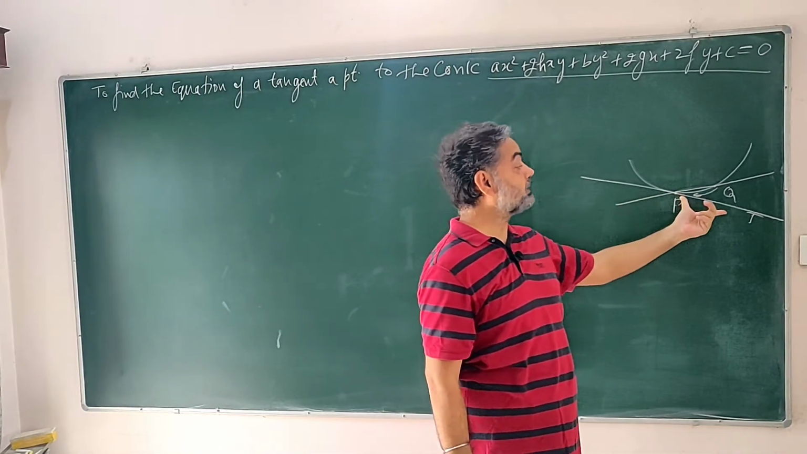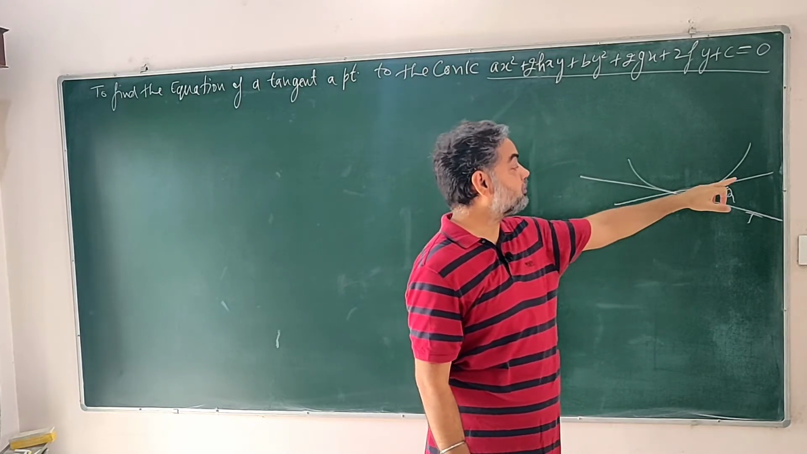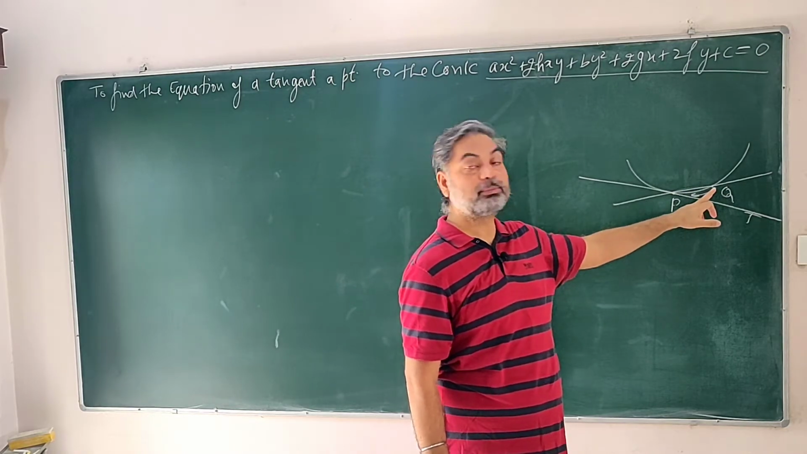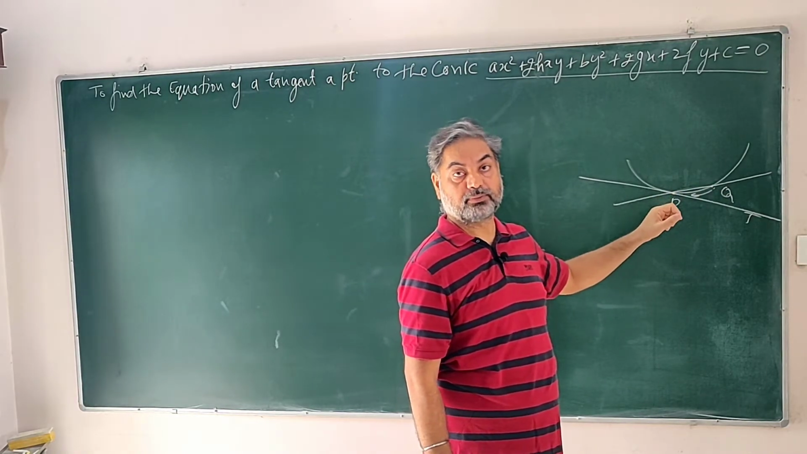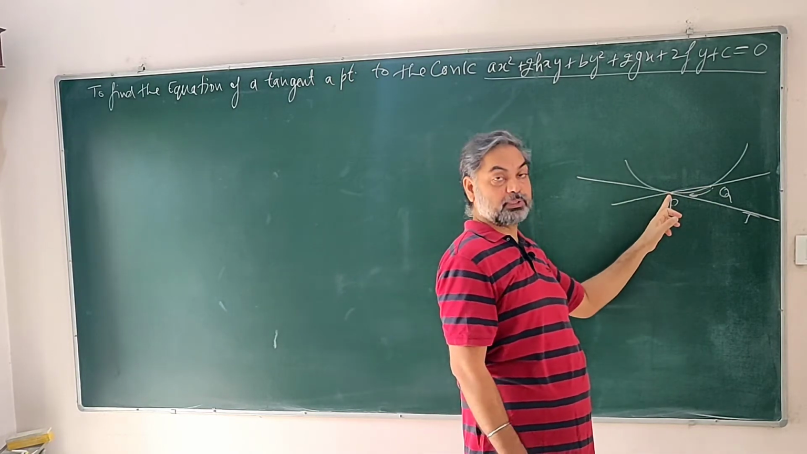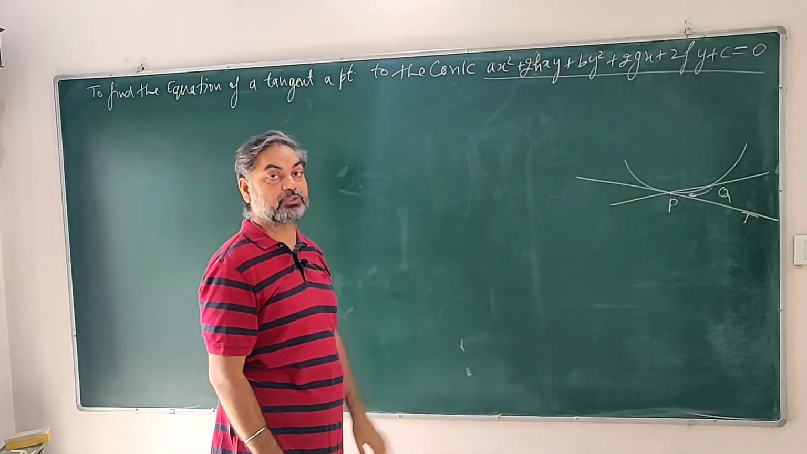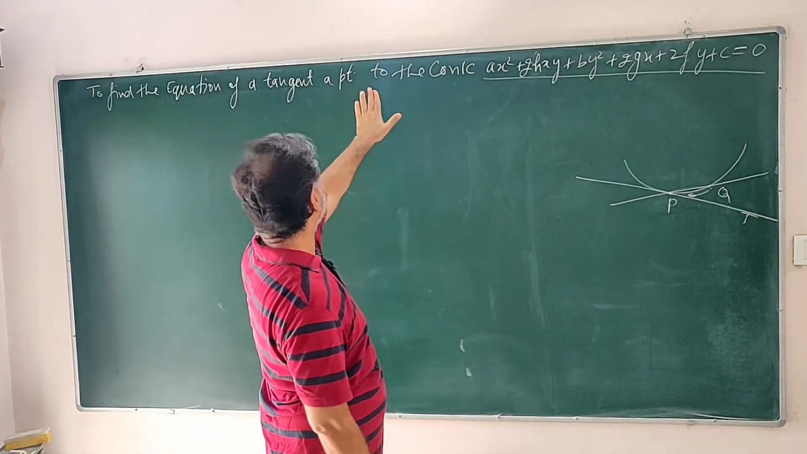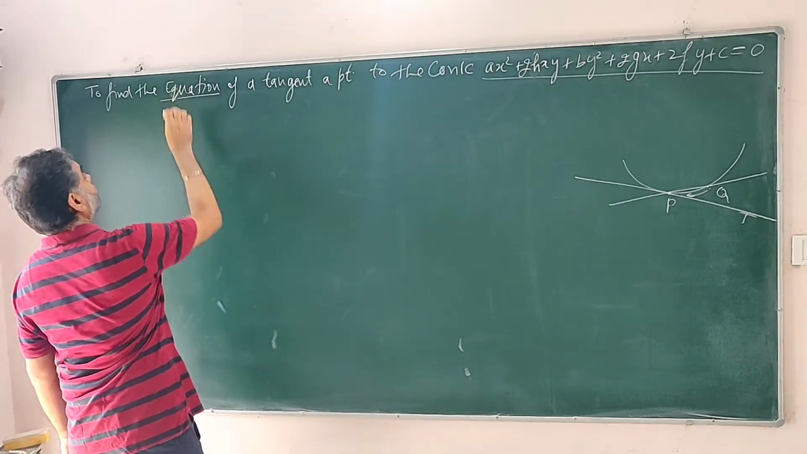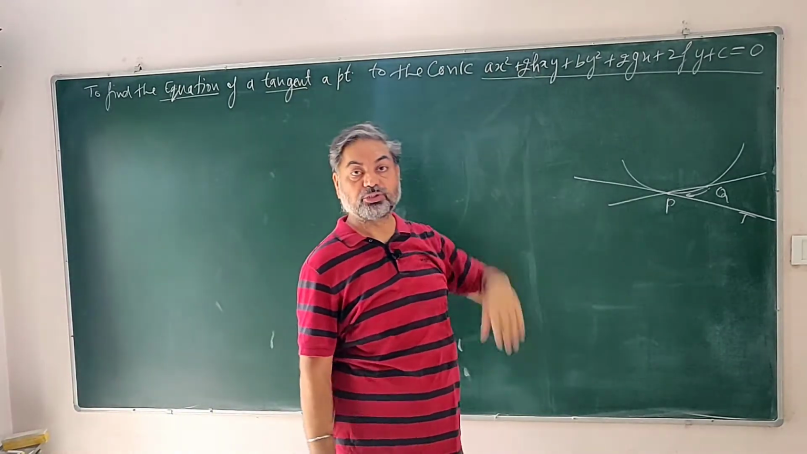So what is tangent to a conic at a point? The tangent to a conic at a point is the limiting position of the chord PQ, where Q is a neighboring point to the point P. So the limiting position of the chord PQ as Q approaches P is the tangent to this conic at the point P. So this is how we will find the equation of the tangent at a given point to this conic.